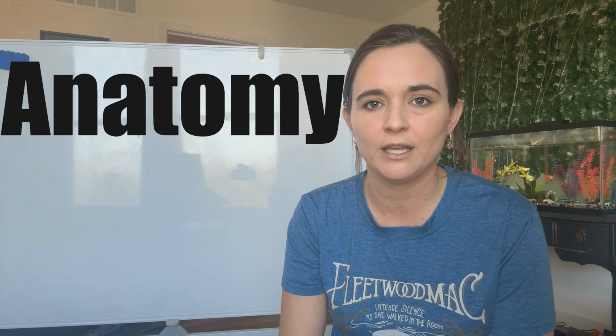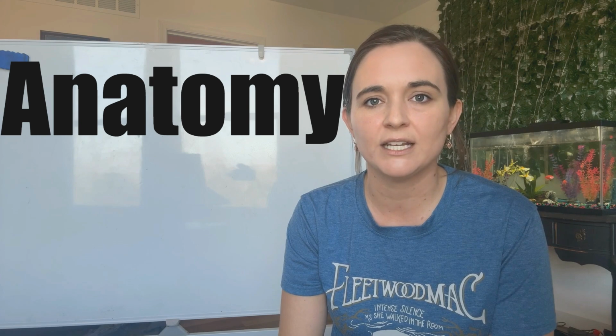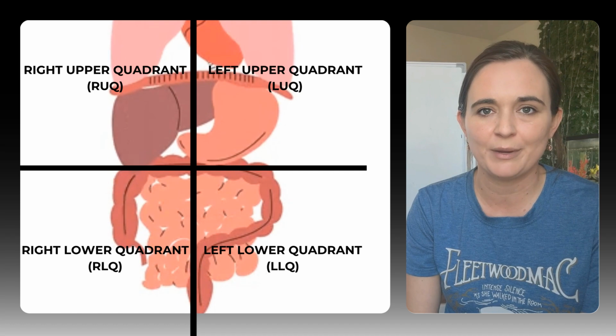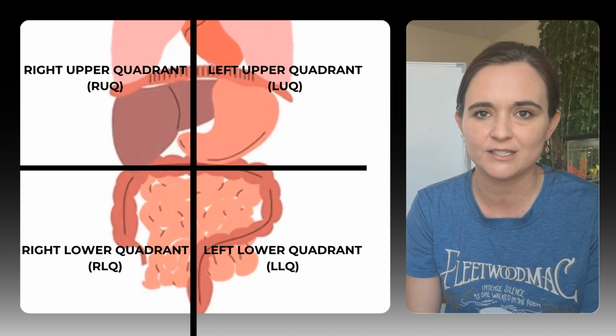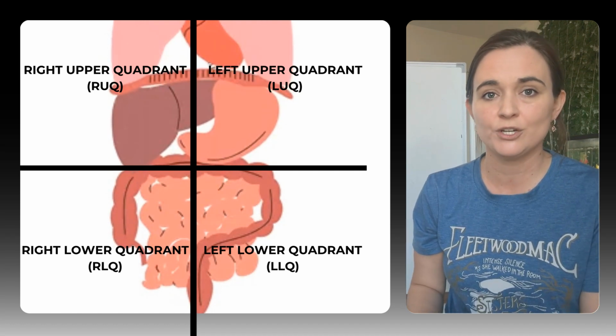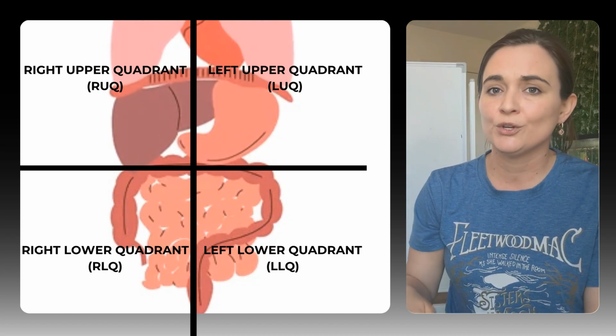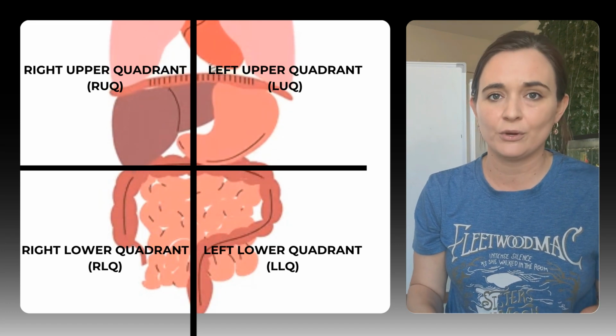Before we touch the X-ray machine, let's talk anatomy. The abdomen is divided into 4 quadrants. Let's say that again, 4 quadrants. Draw a vertical line through the belly button and a horizontal line through the waist. That gives us your right upper quadrant, your left upper quadrant, your right lower quadrant, and your left lower quadrant.